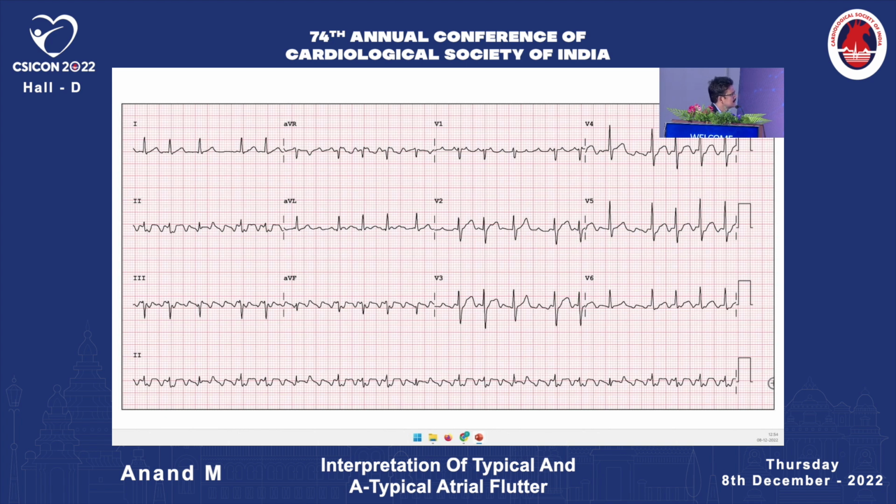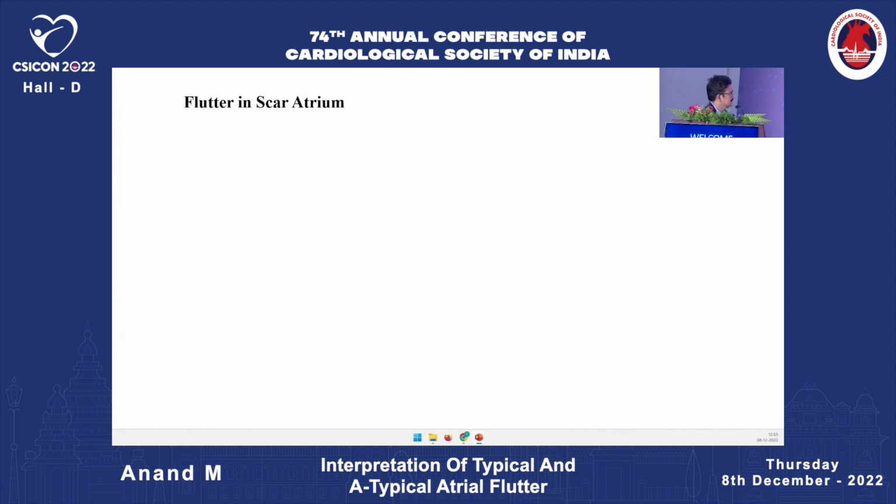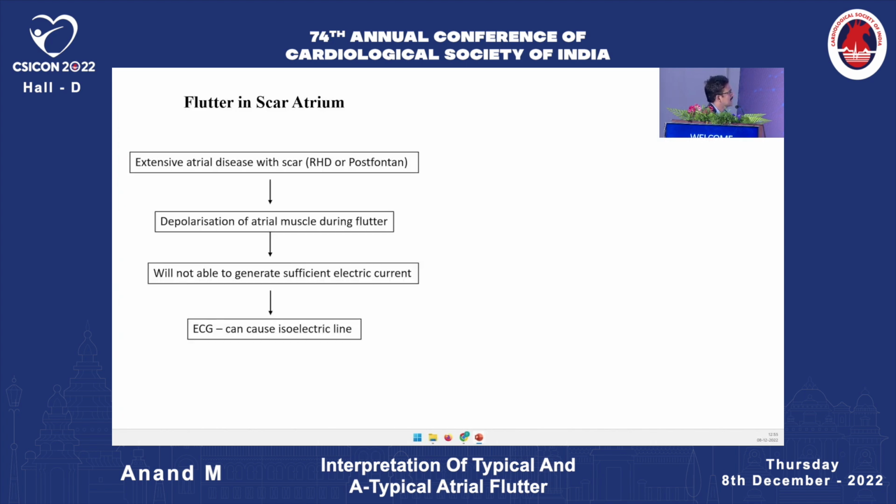In lead V1, you can see an initial isoelectric line followed by an upright P wave. As we move from V1 to V6, this isoelectric line becomes more negative, and the terminal upright P wave in V1 becomes isoelectric. When you come to V5, V6, it's predominantly a negative P wave. In lead 1, usually it will be low amplitude with an isoelectric line. In lead AVR it is predominantly a positive P wave. This is the typical ECG finding in a typical flutter.